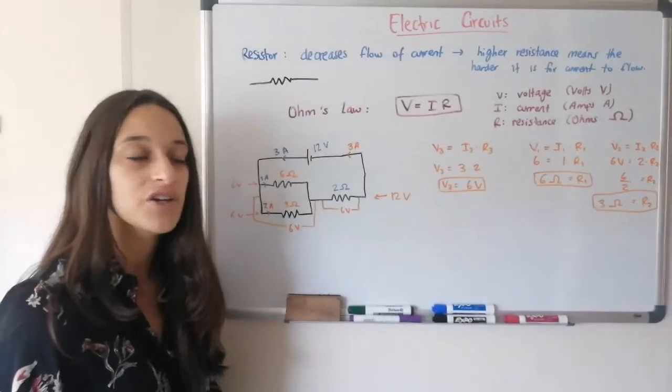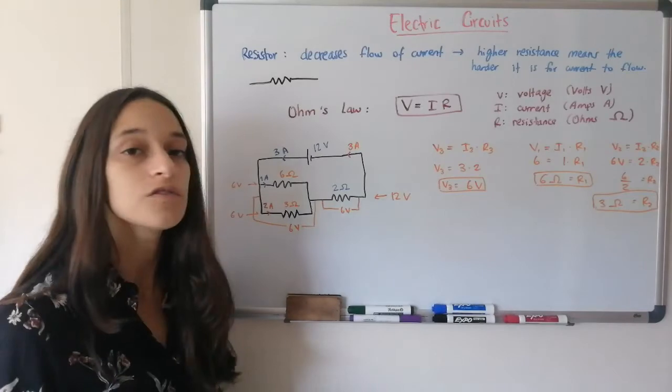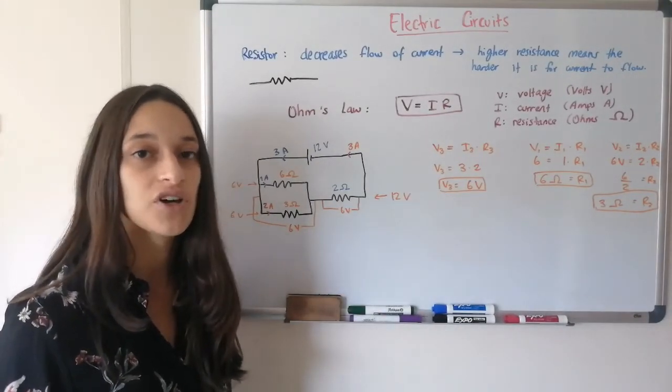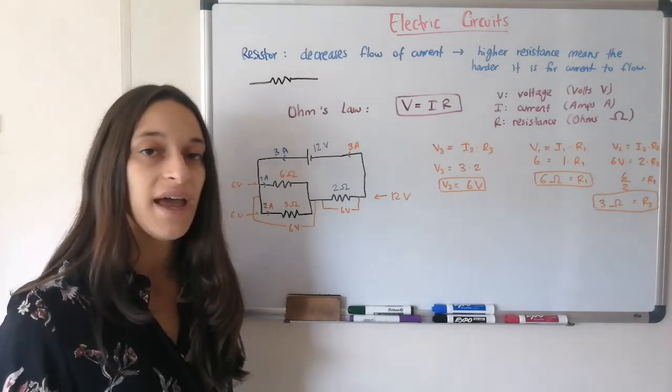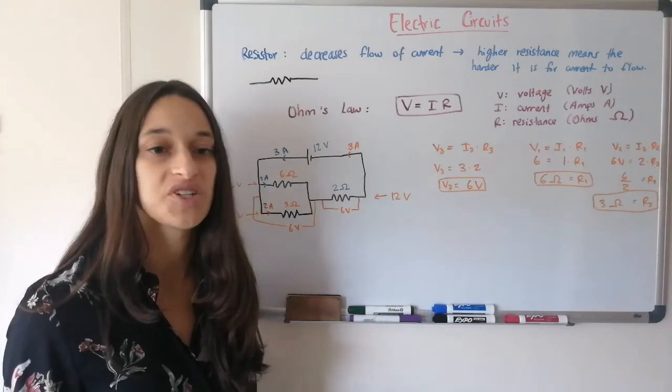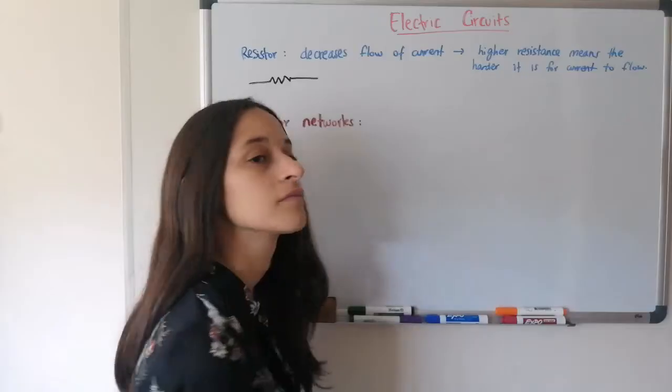So that's it. We figured out all of the resistances, all of the voltages, and all of the currents of this harder circuit by using our 5 rules of circuits and our Ohm's law. So now let's move on to the last part, which is resistor networks.